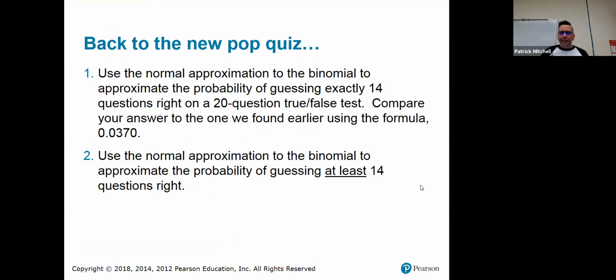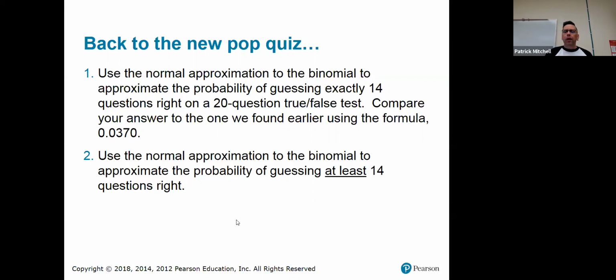Okay, so I'd like to end this section by going back to the pop quiz that we talked about at the beginning, the one that has the 20 true-false questions. We used the binomial formula to find the probability of getting exactly 14 questions right. One thing I like to do whenever I find a new way to do an old problem is see how good of an answer I get. Hopefully I'll get something pretty close to 0.0370, which is what you get from the formula.